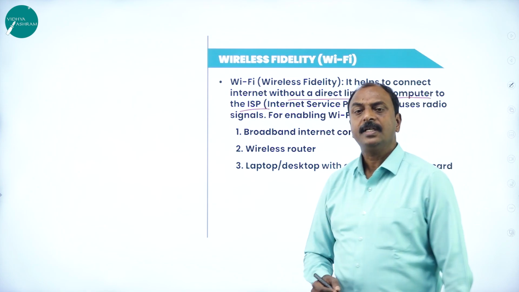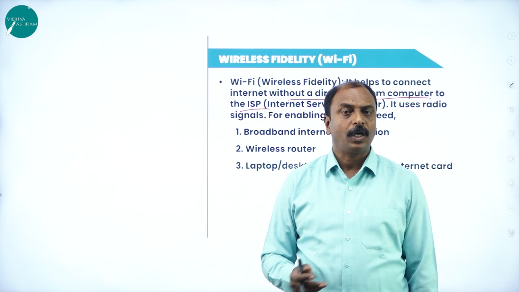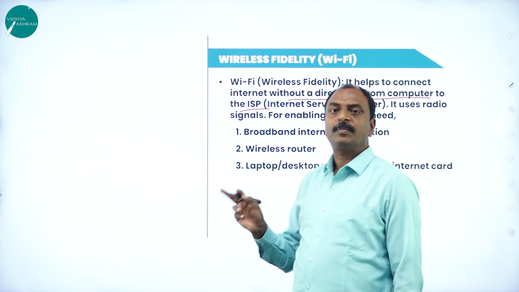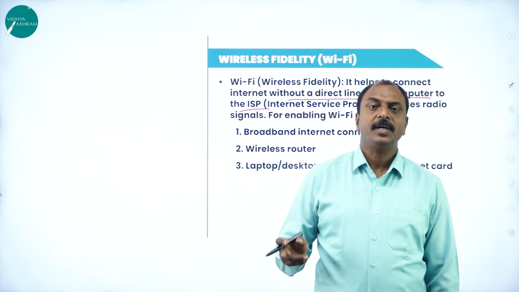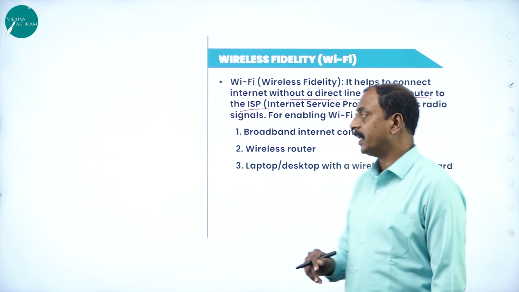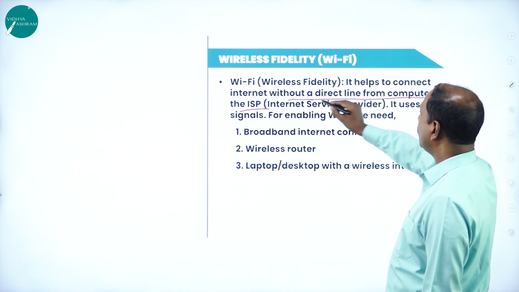Internet service provider. They are the ones who provide the internet connection to your house or your organization. A cable comes from the ISP and goes to a modem at your organization or your computer at home. But it is also possible to connect without a direct line.